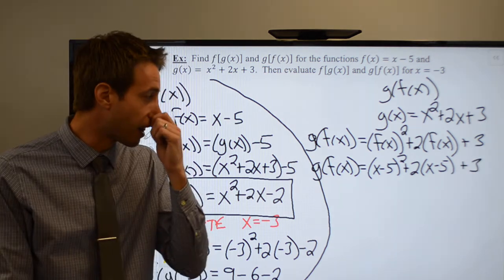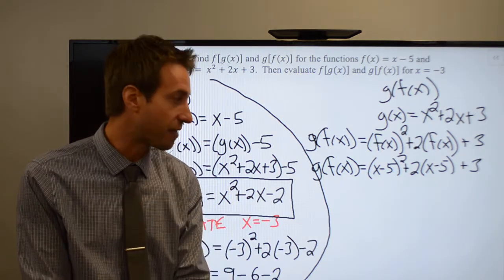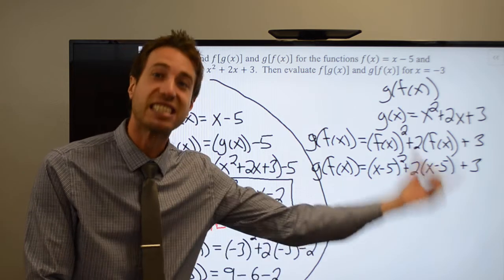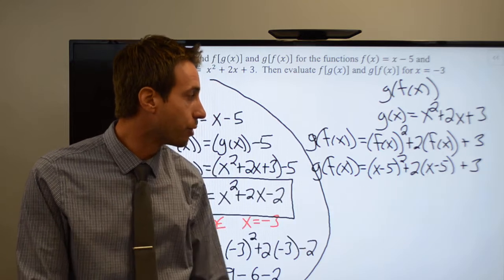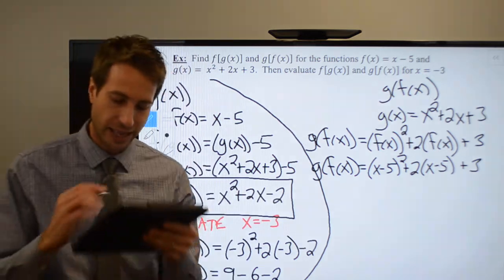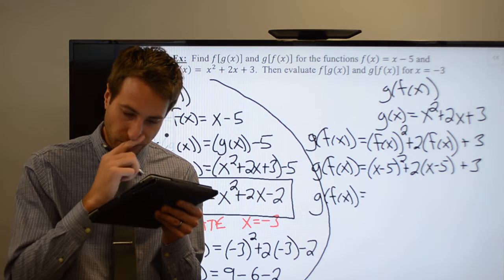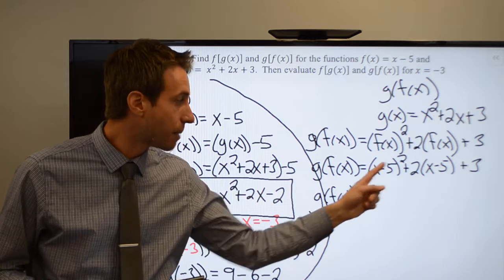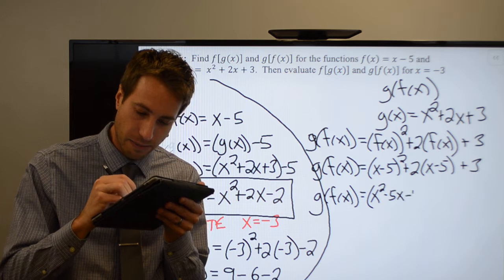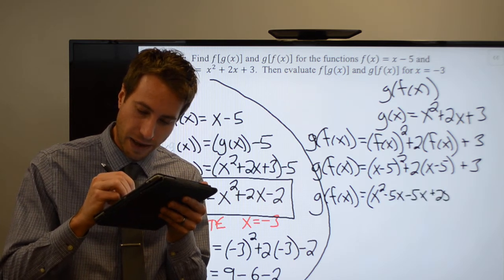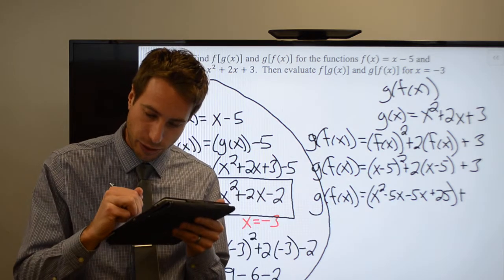Slightly more work in this one than the last one. I'm still going to need to FOIL that. It's a binomial, so this is not a property of exponents. It's x minus 5 times x minus 5. You'll have to FOIL it out. And then I'll need to distribute the 2 through the parentheses. And once I've done all that, combine like terms. So let's see how this goes. Okay, so x minus 5 times x minus 5 is going to be x squared minus 10x plus 25. Let's see. 2 times x is going to be 2x.